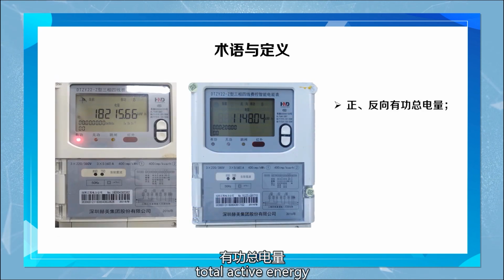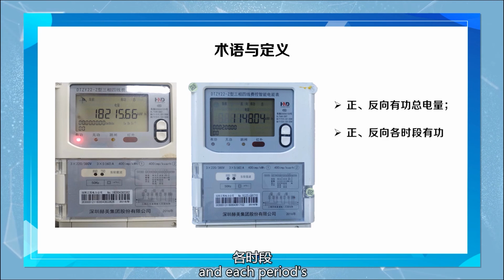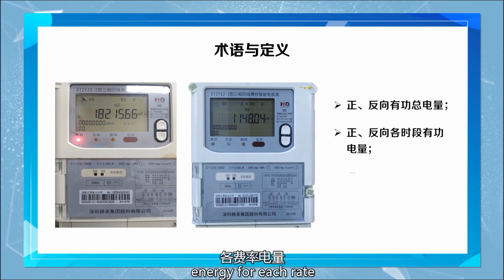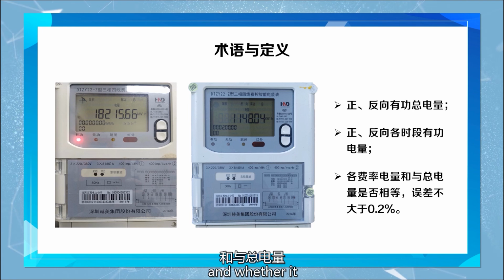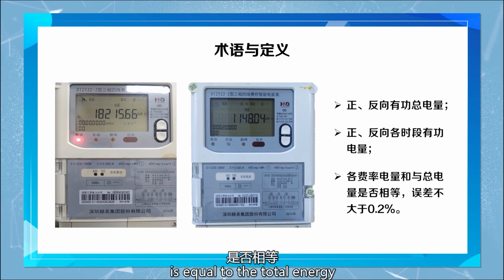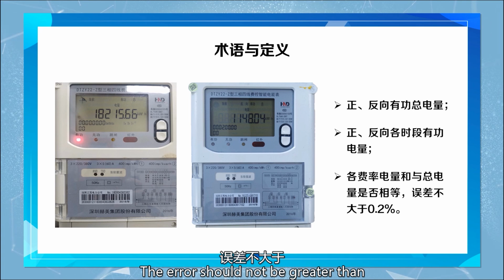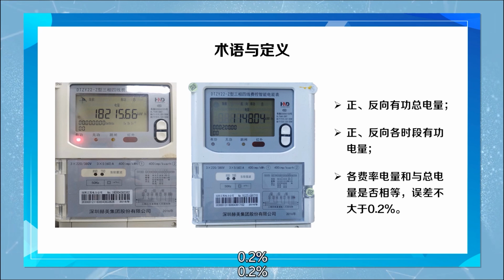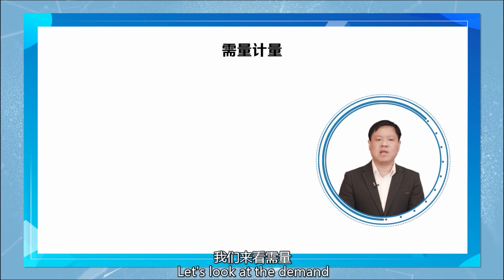Forward and reverse total active energy, each period's active energy, and the energy for each rate are checked against the total energy. The error should not be greater than 0.2%. Let's look at the demand.